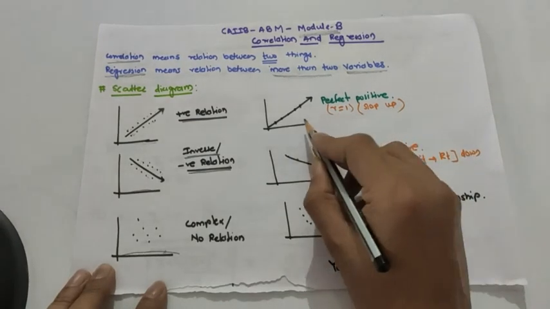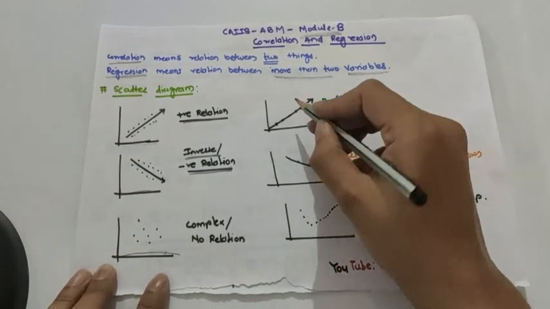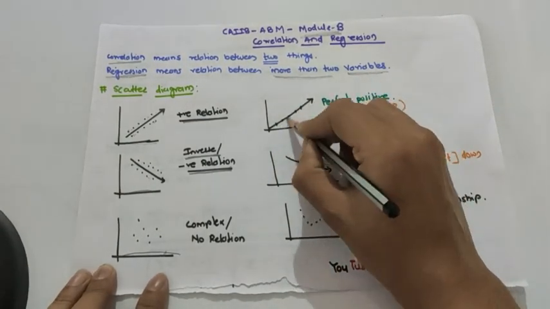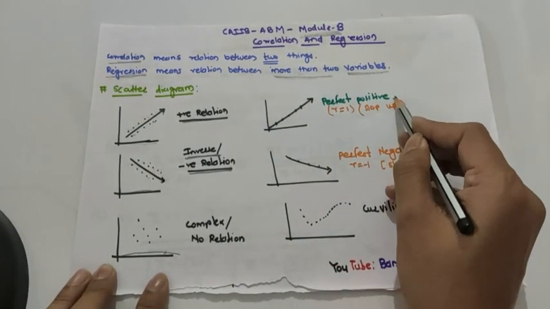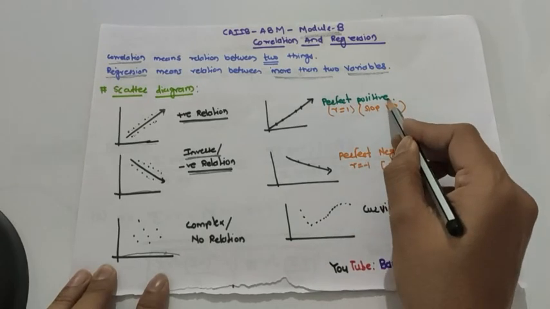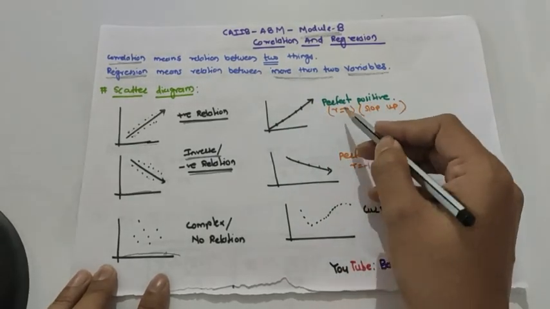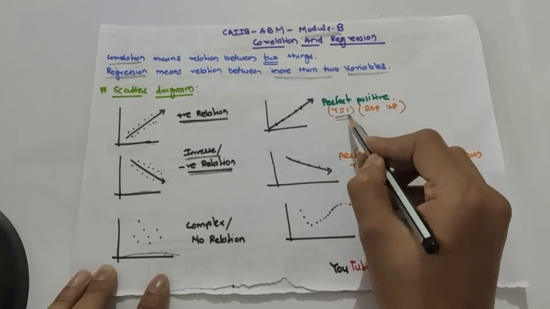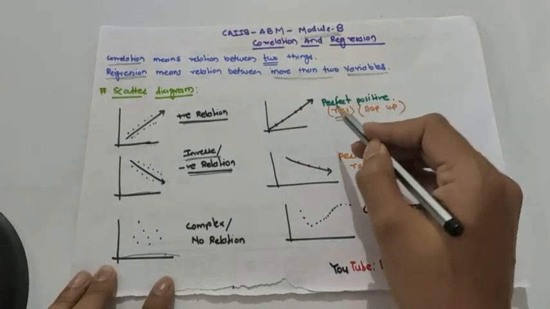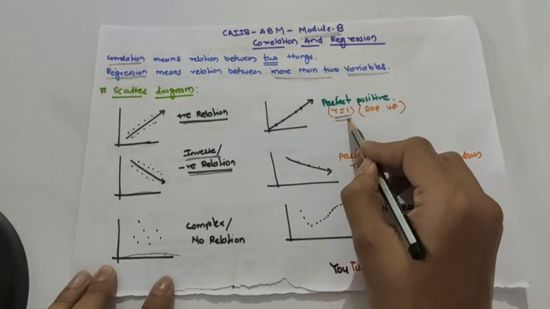Next, when the points are perfectly on a line, at that time you can say it is a perfect positive relation. The slope is an upward slope. At that time r is 1. What is r? That is the coefficient of correlation, which we will see in the next slide. But just remember, for a perfect positive line, r is equal to 1.